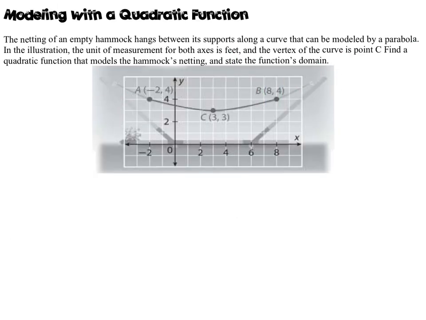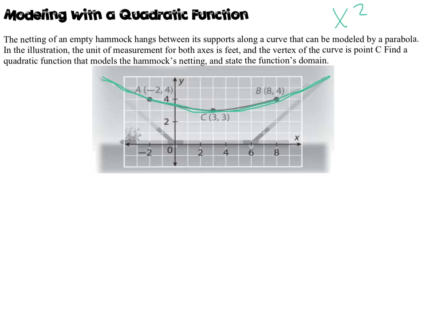Now the last thing that we're going to do in this video is modeling, and we're going to use a quadratic as an example. So here's a word problem for you. We've got the netting of an empty hammock. It hangs between its supports along a curve that can be modeled by a parabola. So if you see in the background there's a hammock on supports. Here's the hammock right here. We're going to use a parabola to model the shape of it. Parabolas are quadratic. We'll get more into quadratics in another chapter, but right now you know that x squared makes a parabola.